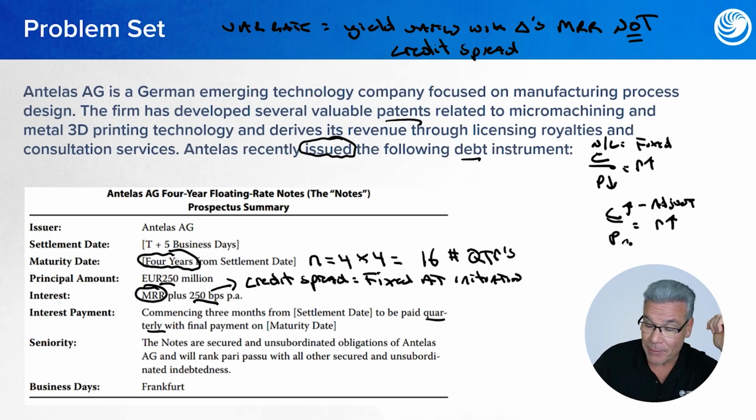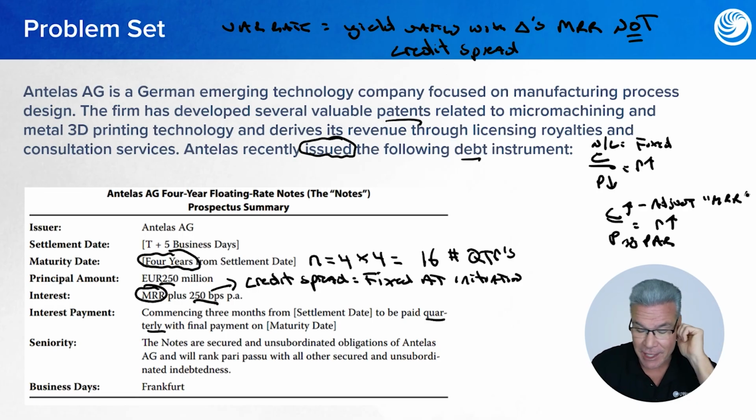well, then all of a sudden that price is going to stay close to what? Par. But that adjusts with the market reference rate, not necessarily the credit spread. So you've got to be mindful of that. So what's changing? The credit spread, unless you're told otherwise, is fixed at initiation.